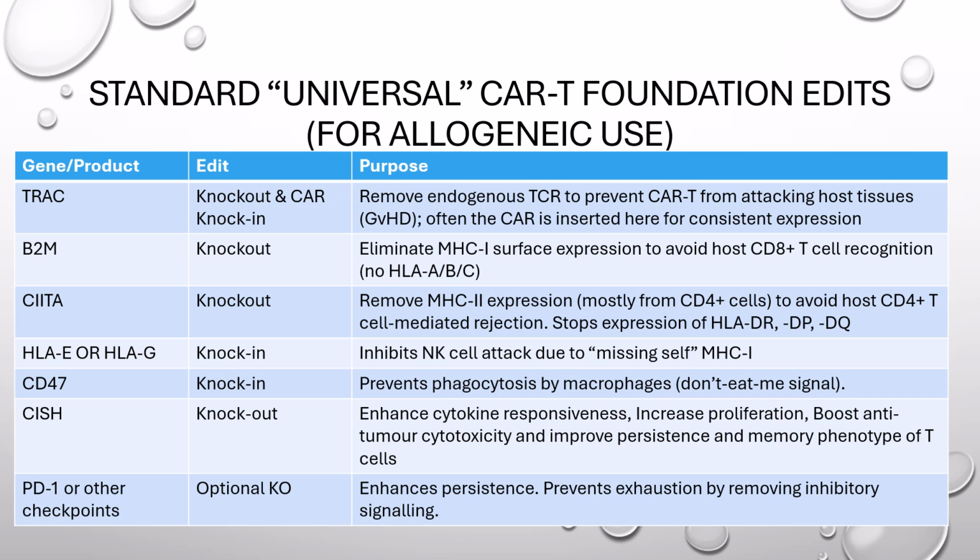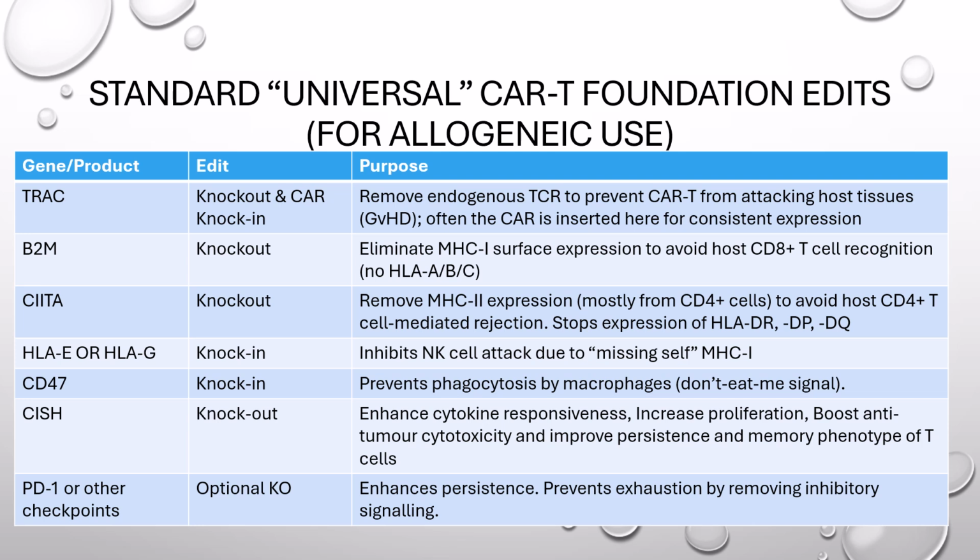So in order to prevent that from happening, you knock in these HLA-Es or HLA-Gs. And then I've got some additional ones here, and this is from my search. In my case studies, I don't think this has been, well, it may have been included, and it may not be information out there for the public. So I've got CD47, and this is knocked in to prevent phagocytosis.